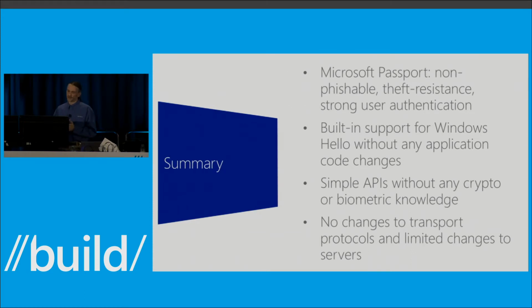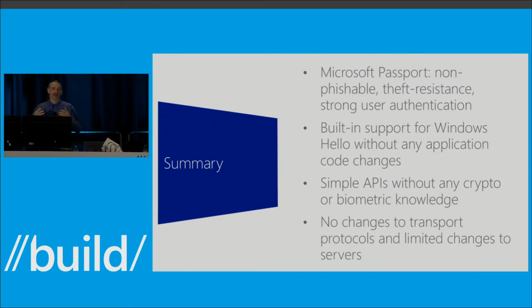So what we've done here today is we've gone over Microsoft Passport. We've showed you that it's non-phishable because we're getting away from the passwords. It's theft resistant because we have public keys and not password secrets stored on the server. We're using strong user authentication. Not only are we using public key cryptography, but we're also using two-factor auth where I have to have my device and I have to know your gesture, whether that be PIN, biometrics of any kind whatsoever.